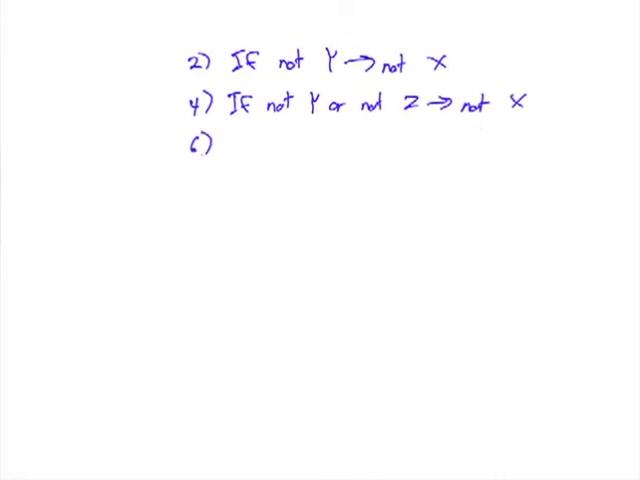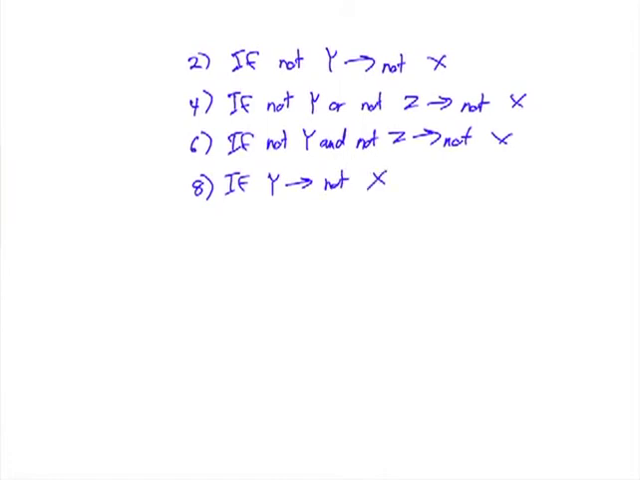Number 6, again, switching or to and. If not y and not z, then not x. And then finally, number 8 gets a little bit tricky because we have if x, then not y. So switching and negating there would be if y, then not x. So notice on the right side, it has not y. So negating that would give me y. So that's a little bit tricky.